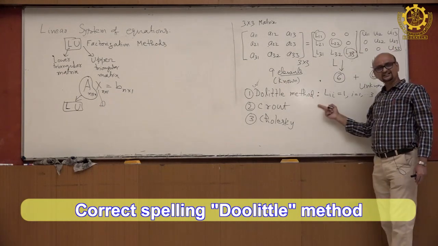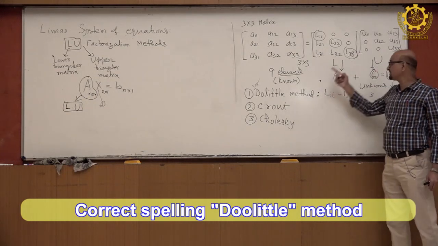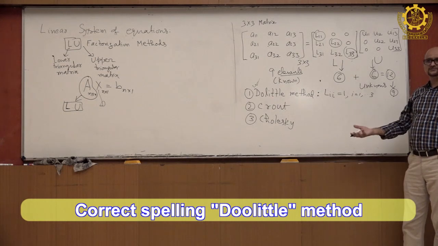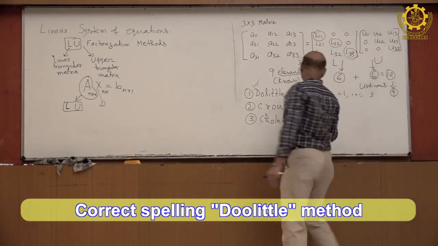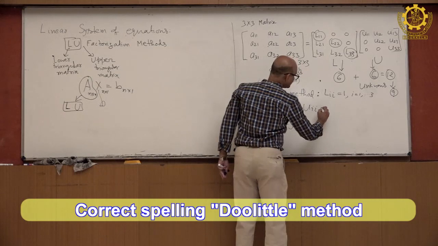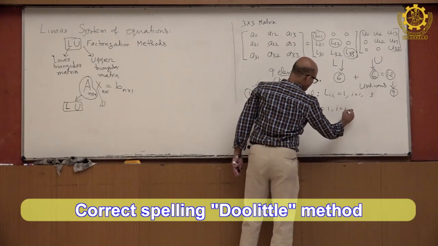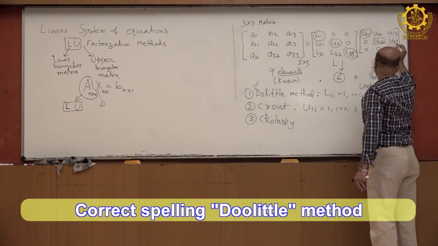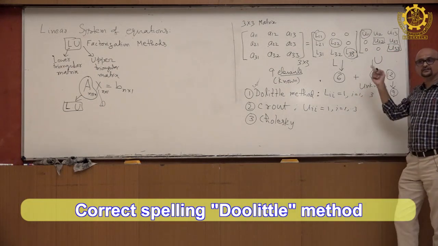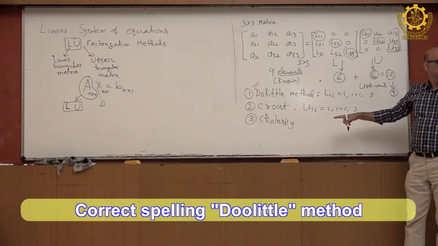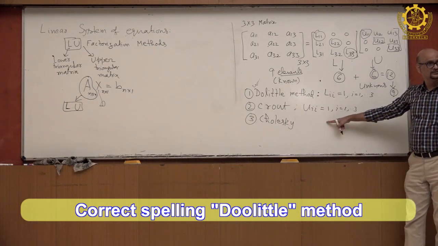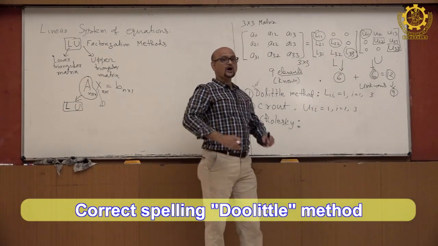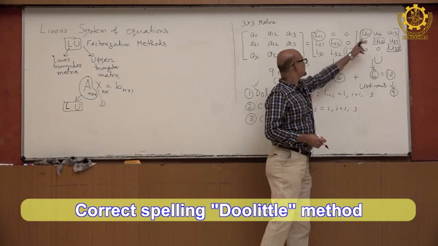So after this, now Kraut thought, why I will take Lii, I can take also Uii. That is another method. So he put Uii as 1 for i is equal to 1, 2, 3. So this Uii as 1. So again it is converted to 9 unknowns. So that is the second method. Third method, Cholesky, what he did then, why I will put 1, 1? I will take these are same.